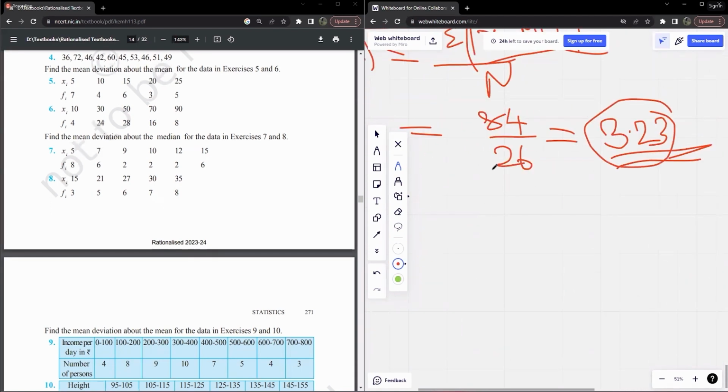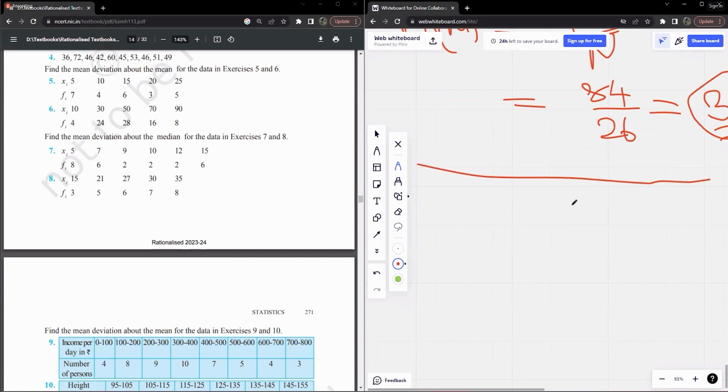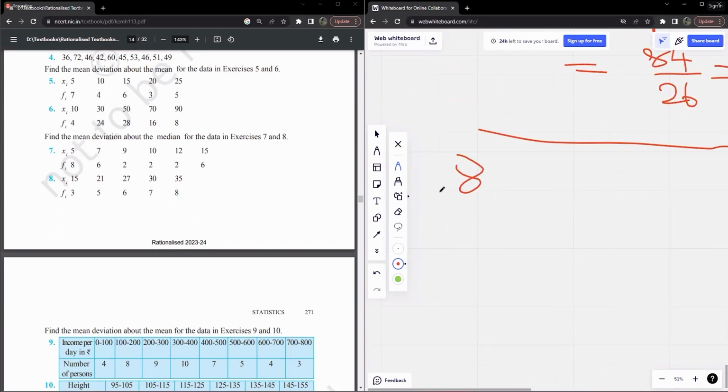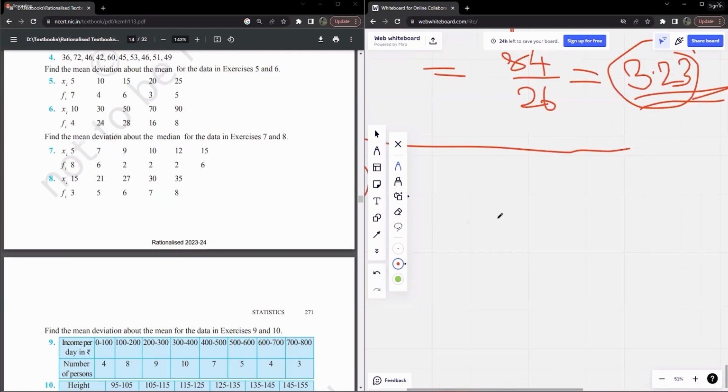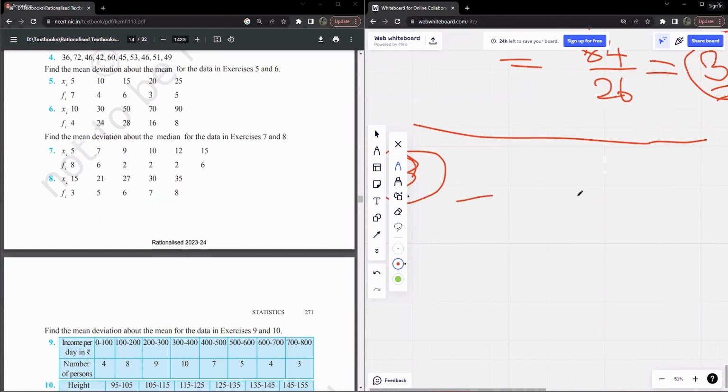3123 is going to be the final answer for question number 7. Then going to question number 8. Find the mean deviation above the median for the data in exercises 7 and 8. Cool. So this is again uneven data classes, right?